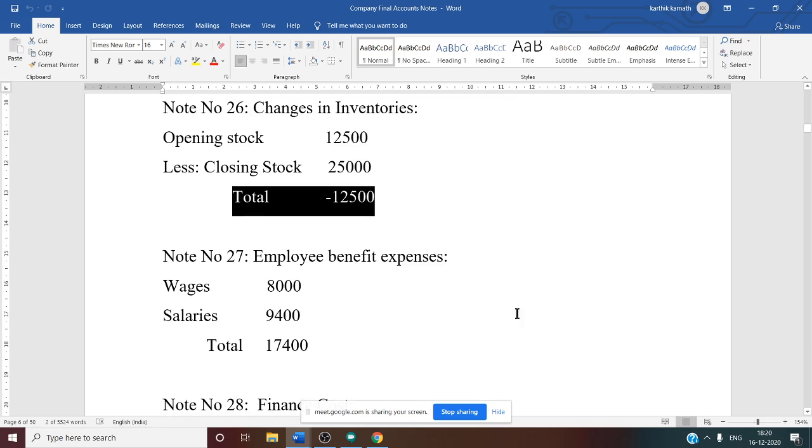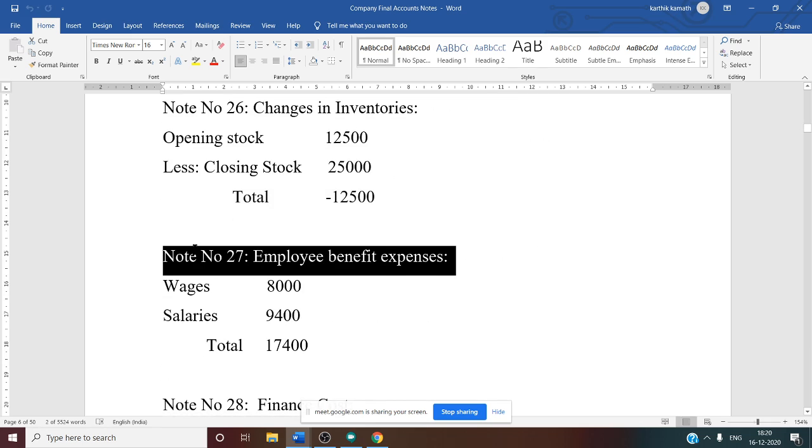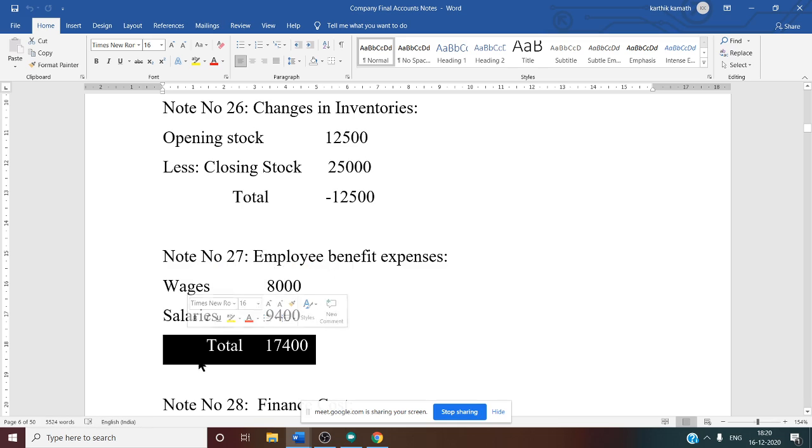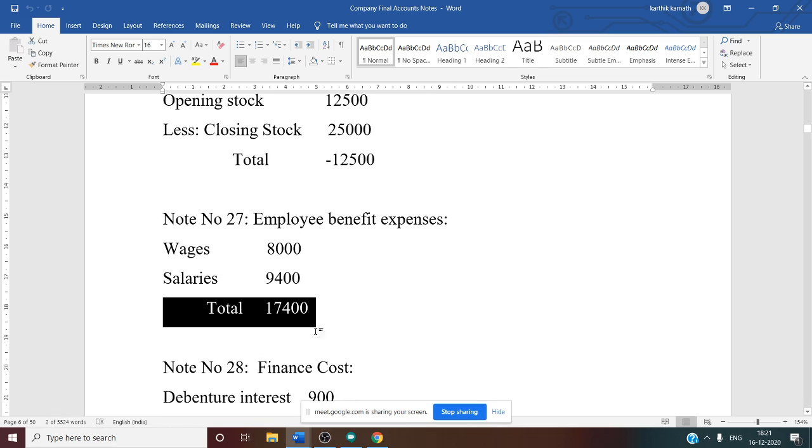Next, note number 27, employee benefit expenses. We have already discussed that. Wages and salary are given in the trial balance. No other information. Directly total: 8,000 plus 9,400. Total is 17,400. Note number 27.